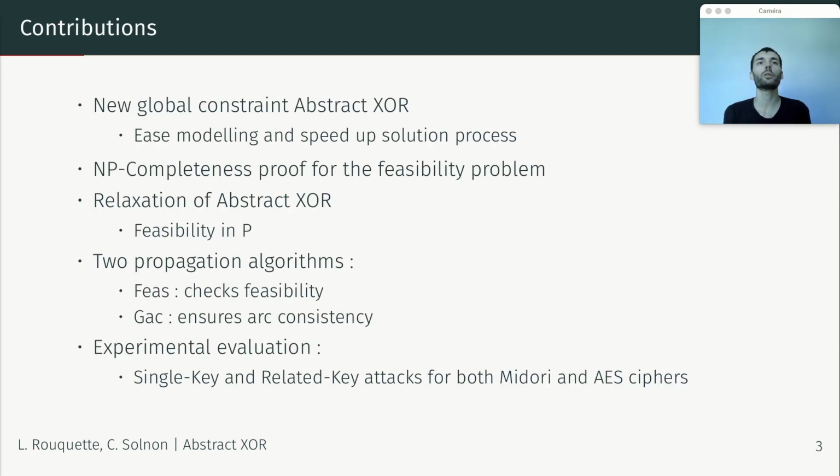The contributions of the paper are the introduction of a new global constraint called AbstractXOR, which is modeling and speeding up the solution process. We prove that the satisfiability of AbstractXOR is an NP-complete problem. We present a relaxation of AbstractXOR for which the satisfiability problem is polynomial. We define two propagation algorithms, one that checks feasibility and the other that ensures R consistency. Finally, we present some results for two attacks on Midori and AES ciphers.